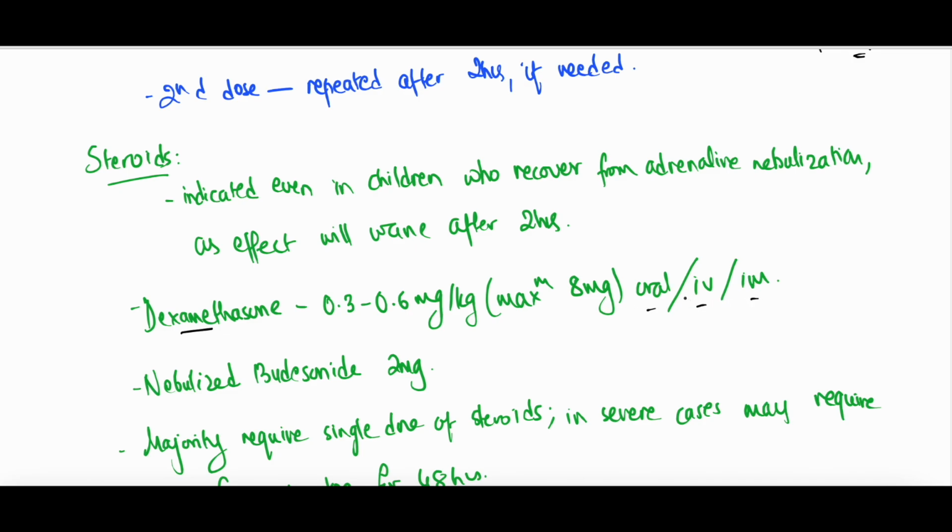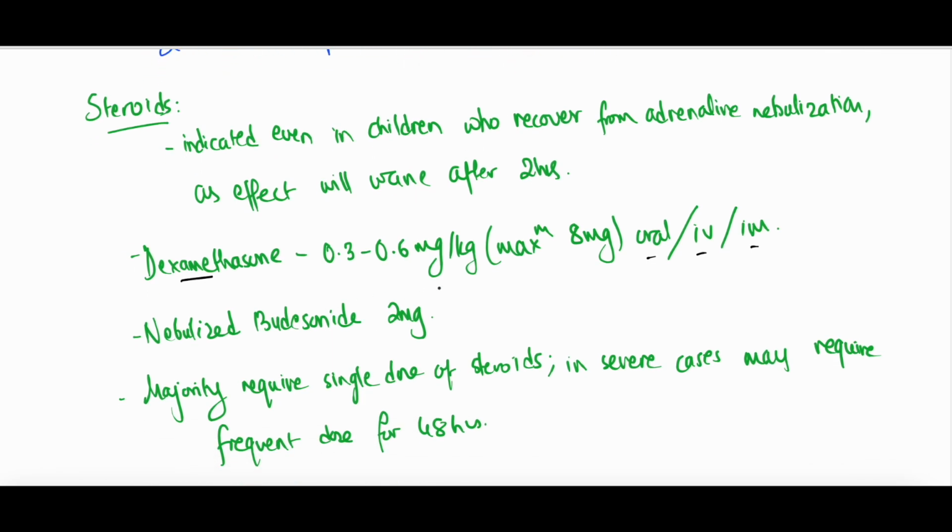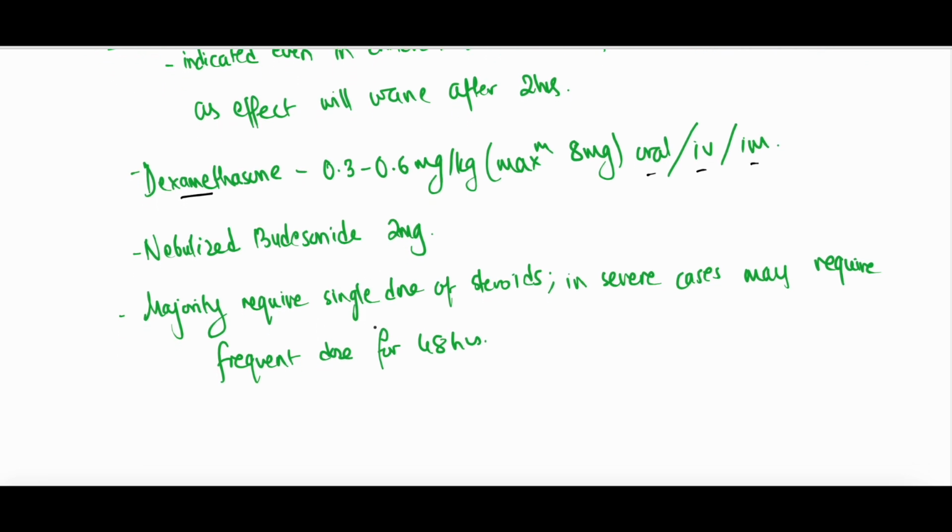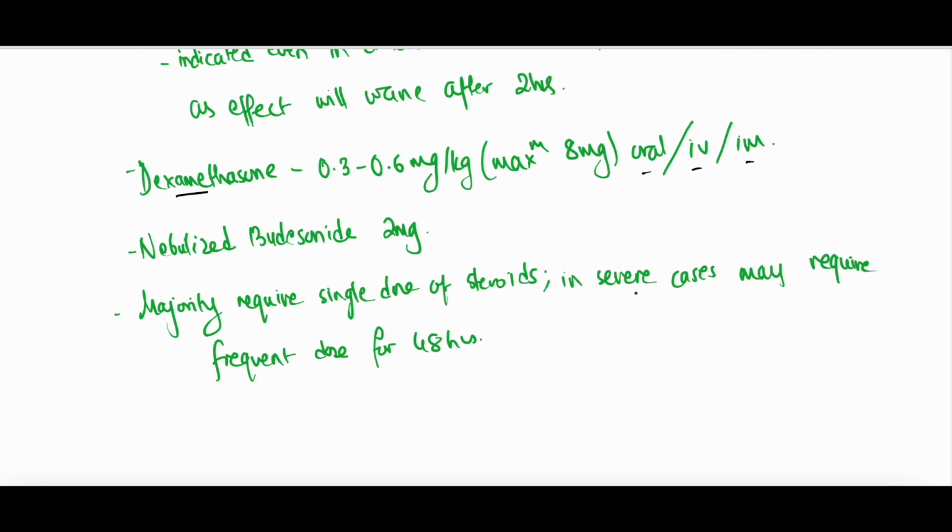If there's no IV access, we can give directly through the oral or IM route, and more or less all are equally efficacious. We can also give nebulized budesonide 2 mg in those children. So the majority require a single dose of steroids. However, in severe cases, we can give frequent doses of steroids for 48 hours.